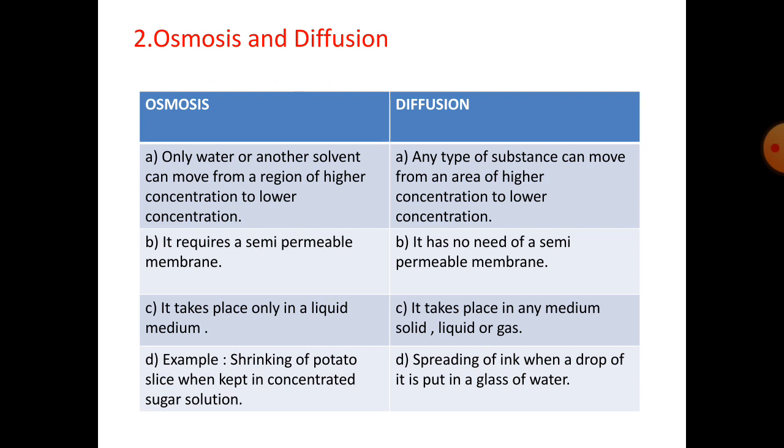Osmosis: only water or another solvent can move from a region of higher concentration to lower concentration. Diffusion: any type of substance can move from an area of higher concentration to lower concentration. Osmosis requires a semi-permeable membrane. Diffusion has no need of a semi-permeable membrane. Osmosis takes place only in a liquid medium. Diffusion takes place in any medium, solid, liquid or gases. Example, shrinkage of potato slice when kept in concentrated sugar solution.